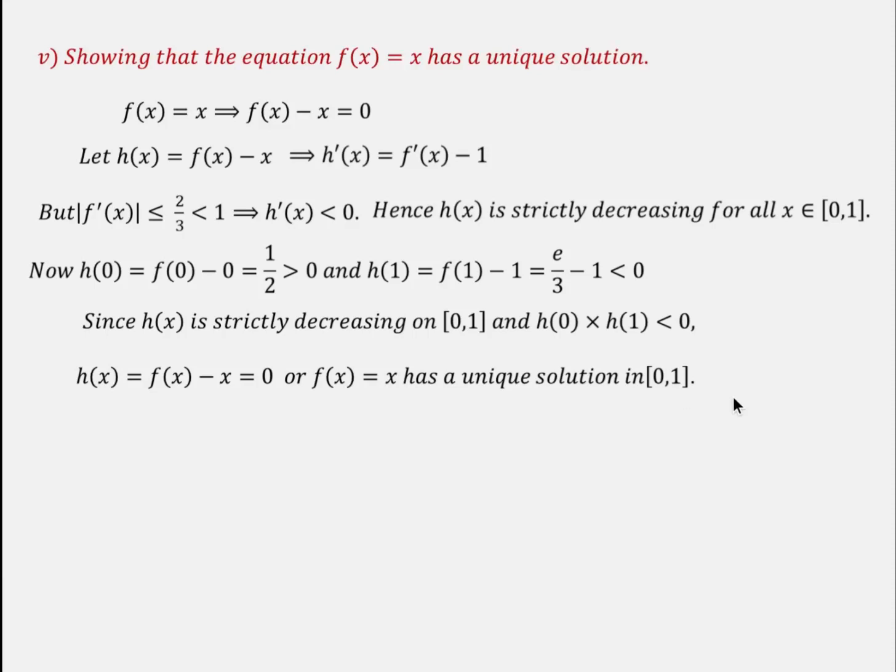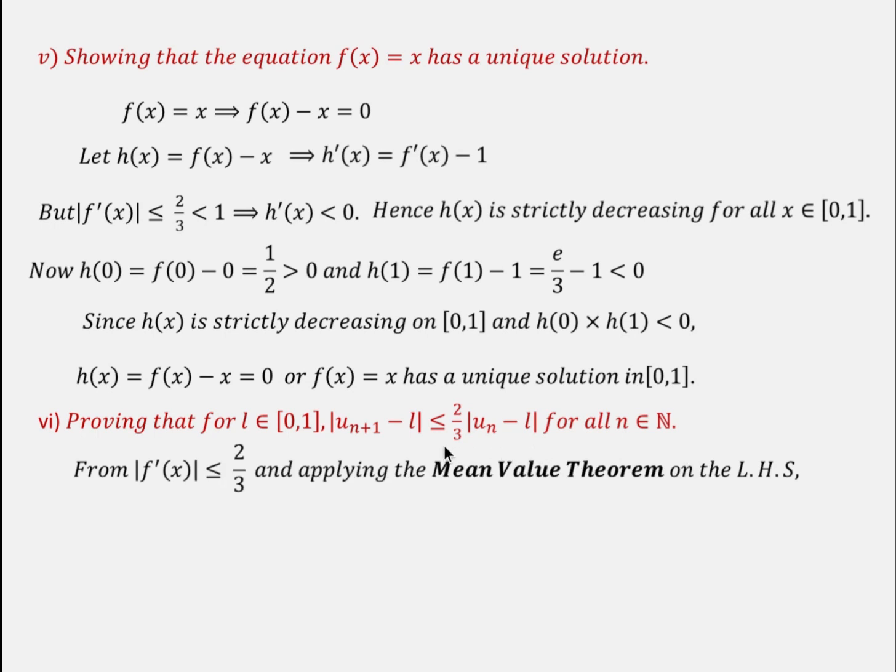In the sixth part of the question, we are asked to prove that for L belonging to the interval 0 to 1, the absolute value of un plus 1 minus L is less than or equal to 2/3 the absolute value of un minus L for all n belonging to the set of natural numbers. Now, to do this proof, we have to rely on the previous part where we established that the absolute value of f prime of x is less than or equal to 2/3, as well as applying the mean value theorem on the left hand side of that relationship.